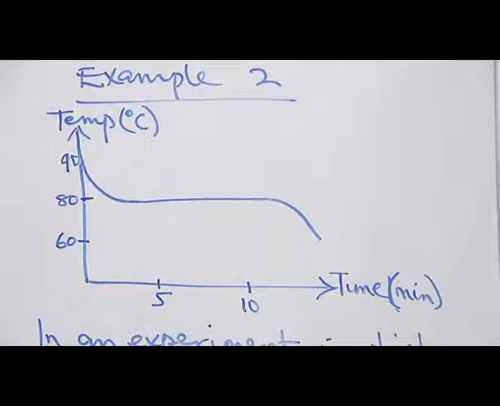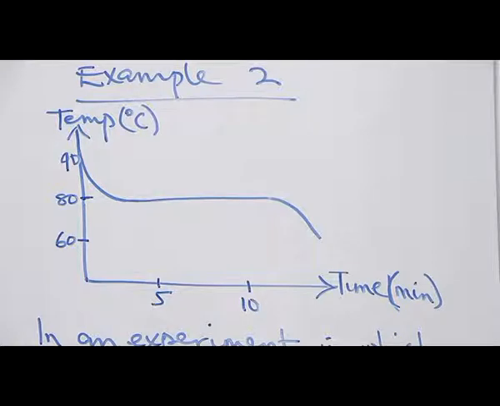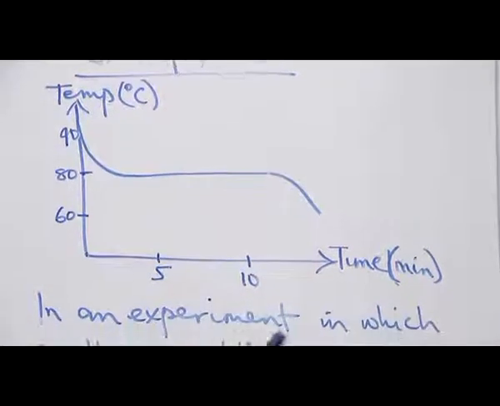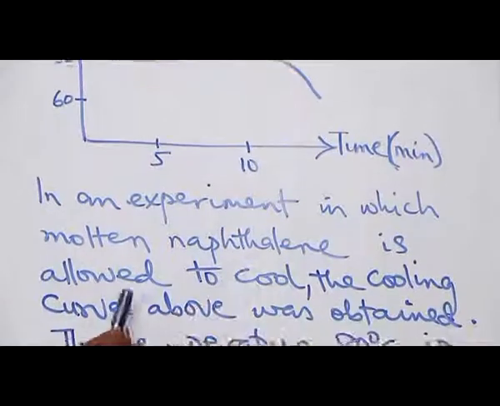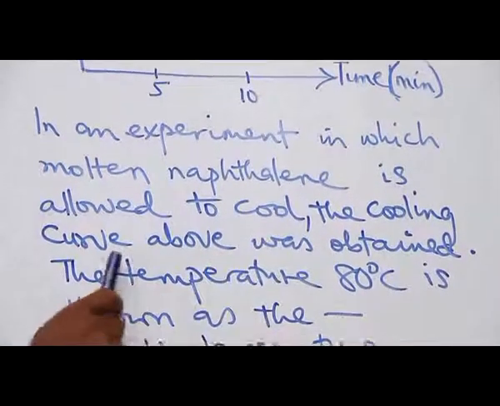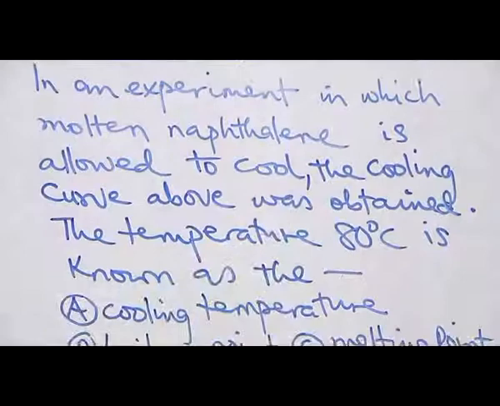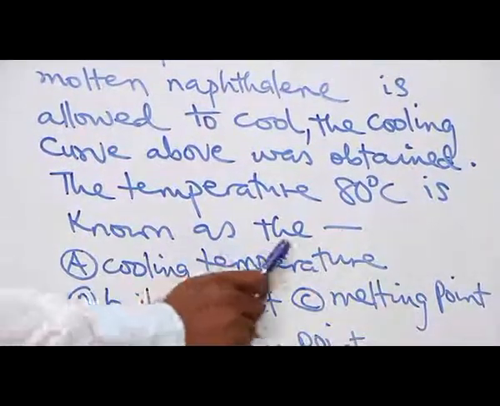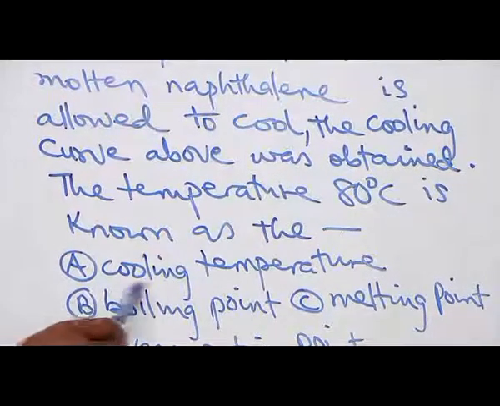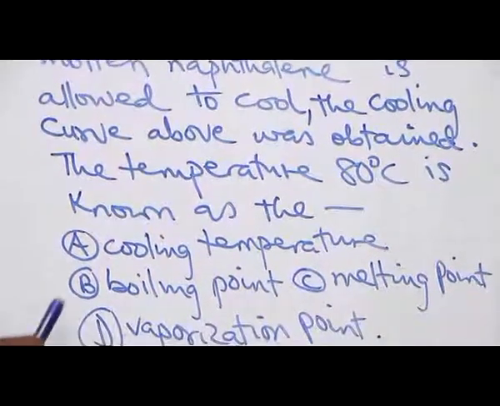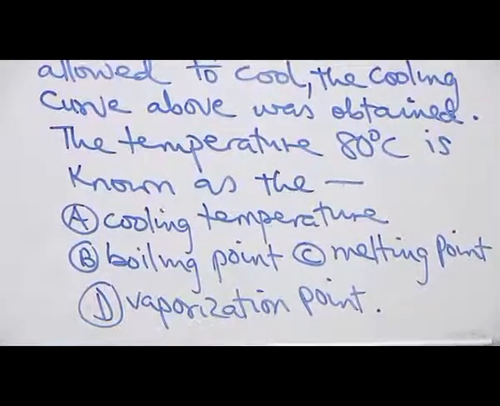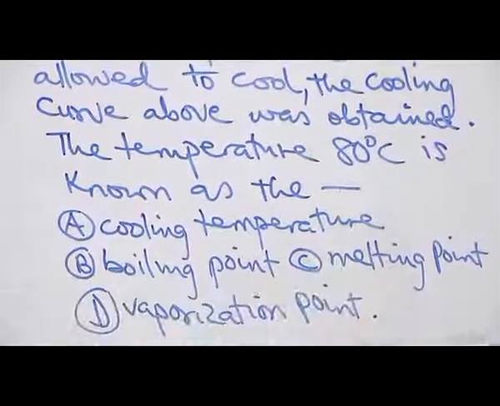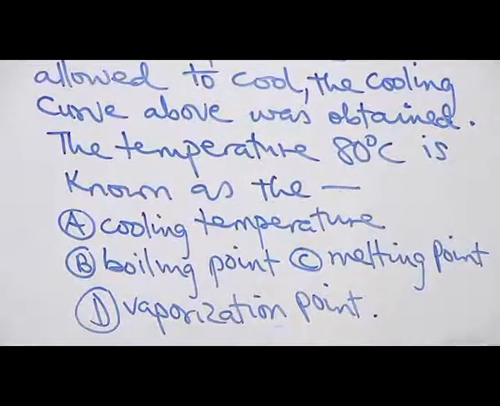Example 2. We are provided with a transition graph of naphthalene. In an experiment in which molten naphthalene is allowed to cool, the cooling curve above was obtained. The temperature 80 degrees Celsius is known as the dash. A, cooling temperature. B, boiling point. C, melting point. D, vaporization point.